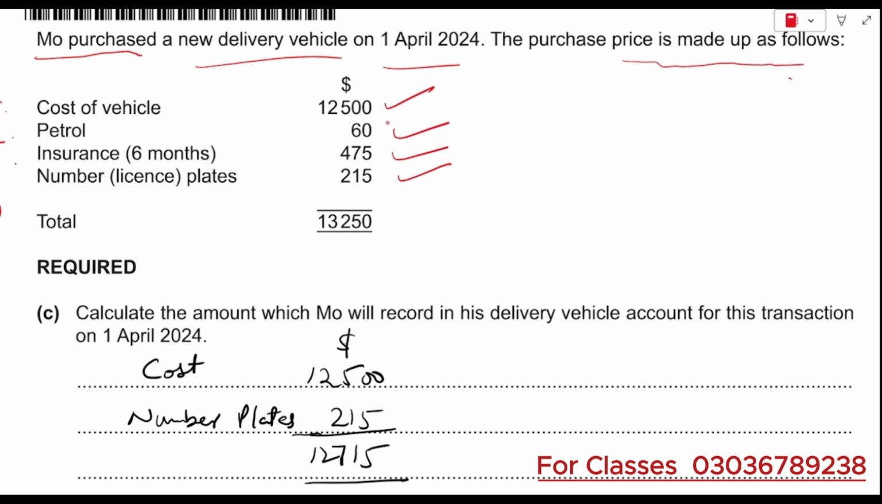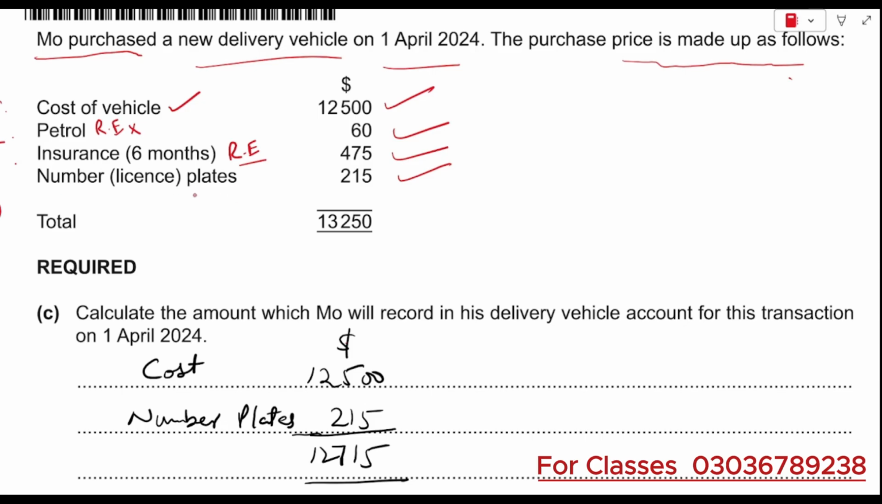Only 12,500 or will some other values also become part of the vehicle? Okay, now it is obvious that cost comes in because this is the buying price. It is compulsory, it is coming in the account. Then petrol, it is a revenue expenditure. It will not go in the account. It is not part of the cost. Insurance is also revenue expenditure because this expense will be incurred again and again. So revenue expenditures are not part of the capital expenditure.